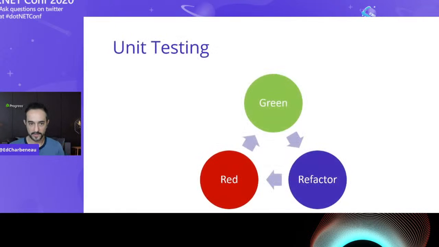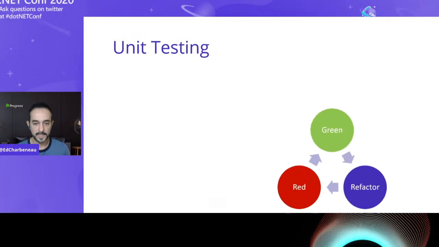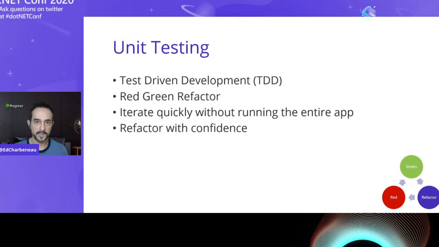So let's start with unit testing. I like unit testing because of the red-green refactor methodology. This comes from the test-driven development aspect of unit testing. What's nice about the red-green refactor pattern is that we can iterate quickly through our application code without running the entire application. So we can focus in on a small unit of our application, run tests on it, and then we can also refactor and rewrite parts of that code with confidence because we have tests that signal to us whether they're working or not.